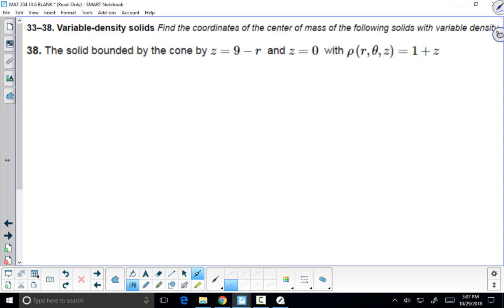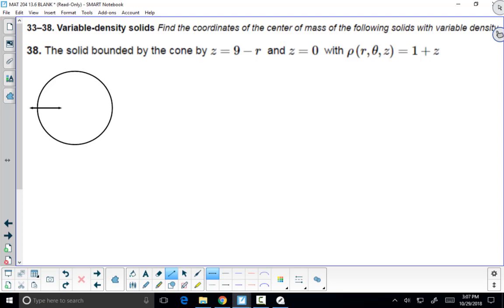Perfect. All right, and there's our variable density. So let's do a couple of things. Let's first draw the domain down in the xy plane. So down in the xy plane, we're dealing with a circle of what radius? The radius will be 9. So everyone know how we got that? We set these two equal to each other. If we intersect the two surfaces, z equals 0 and z equals 9 minus r, we get r equals 9.